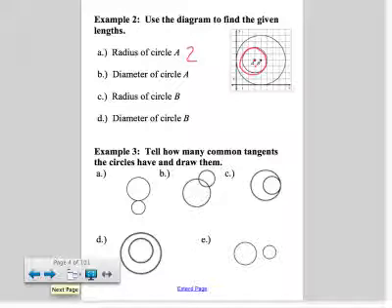Diameter of circle A, the relationship between the radius and diameter is always 2 times your radius. So if the radius is 2, the diameter has to be 4.